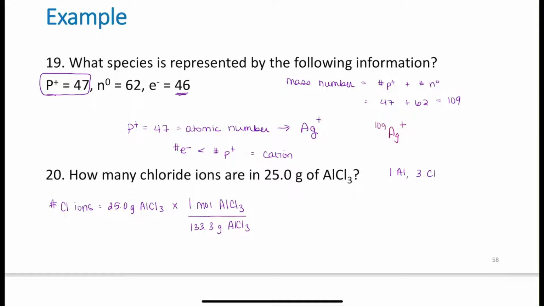Now that I'm in moles of aluminum chloride, I can convert over to moles of chloride ions. 3 moles of Cl- ions. How do I know it's Cl-? I will teach you guys that in the very next chapter. Halogens always want to be a -1 charge. We talked about that, but we're going to get more exposure to that in chapter 3. For every 1 mole of aluminum chloride.